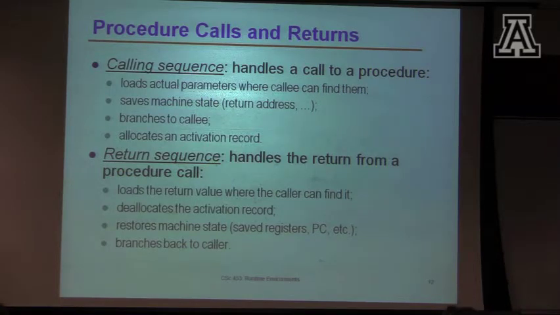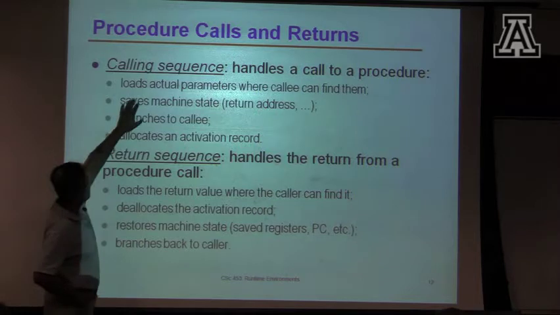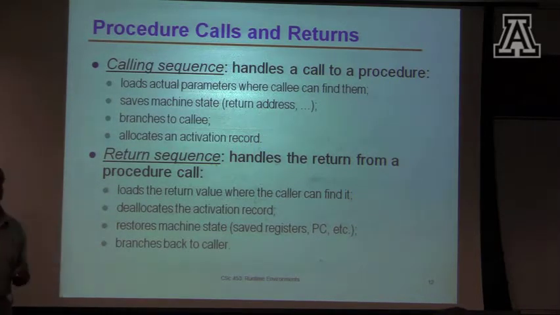So there are two pieces of code that I need to be aware of for handling calls and returns. One is called the calling sequence, and the calling sequence is a sequence of instructions that manages the call from the caller to the callee. Okay? So what does the calling sequence do? It's a bunch of instructions, and what it does is it evaluates and puts the actual parameters where the callee can find them. That's important. And that's determined by the standard calling convention.